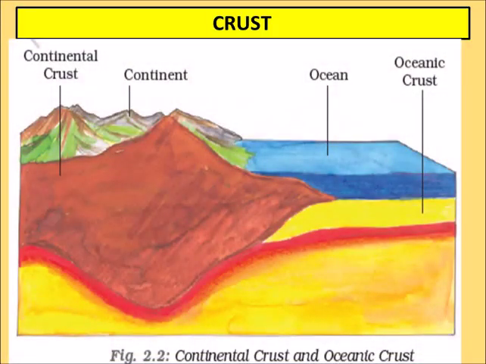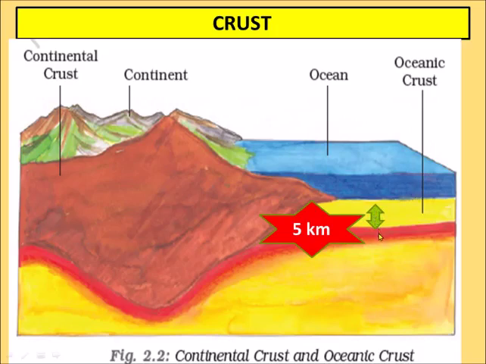Now see, crust. The distance of crust on the seabed is only 5 kilometer. It means if we were able to dig up to 5 kilometer, then we would reach the mantle, right? But it is very difficult to dig under the ocean bed. First you have to dive under the ocean. Thereafter you have to take a lot of tools there to dig this crust, and when you are successful in digging this 5 kilometer, then you will reach the mantle.